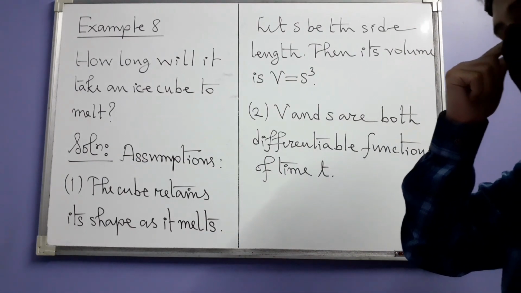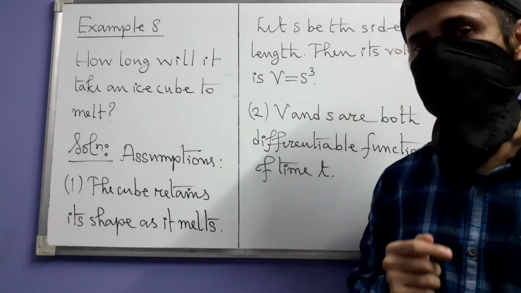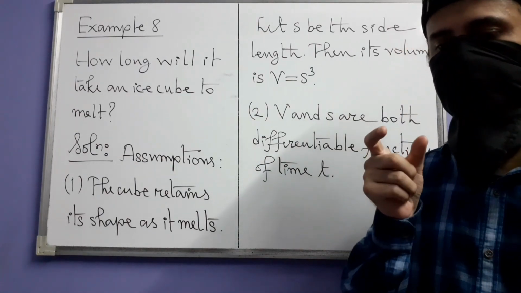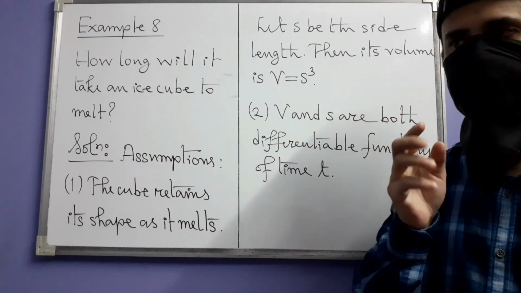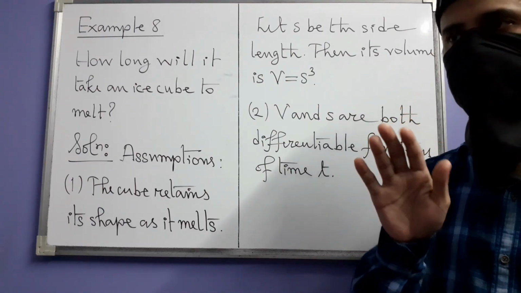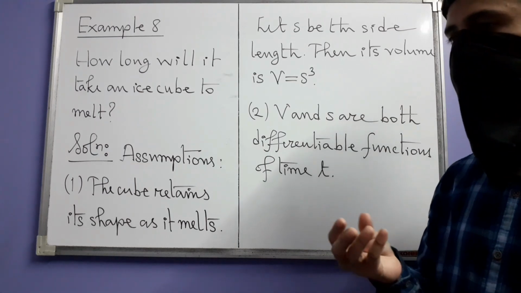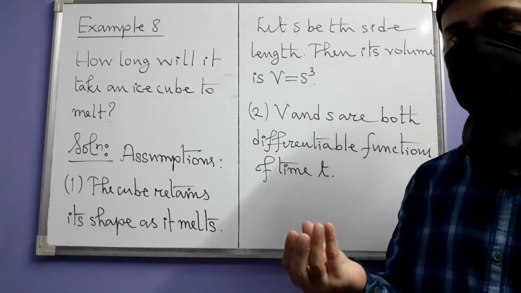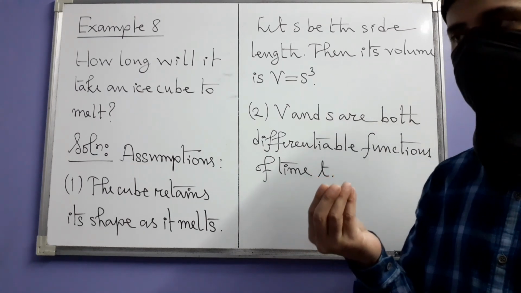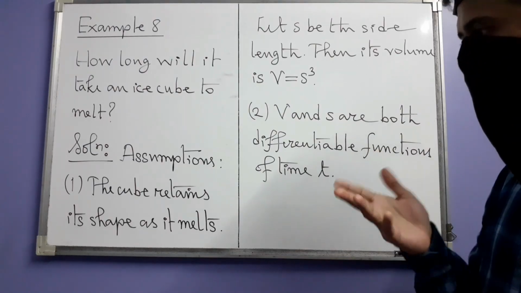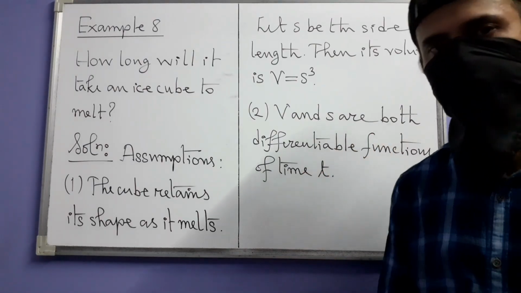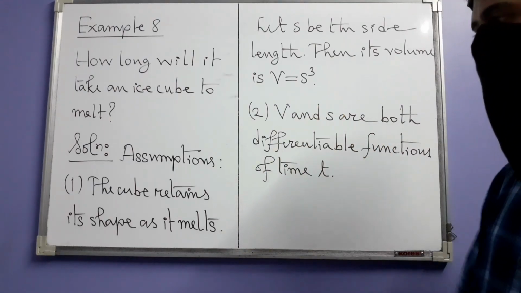But if the temperature is not really that much, and say the melting is slow, and there is not much heat, there is no clear source of it that is being applied. Say it is just left outside and it is slowly melting, and as it does so, it more or less retains its cubic shape. So that is the first assumption.